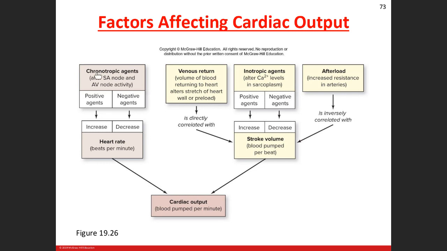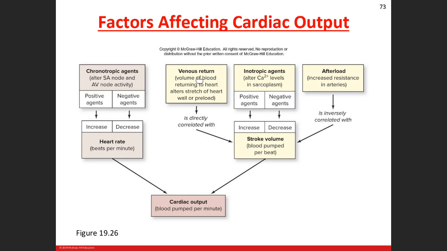Going over what I just said here about the chronotropic agents. Remember cardiac output is going to be heart rate times stroke volume. So we just went over this. The positive agents are going to increase your heart rate: nicotine, thyroid hormone, cocaine, caffeine. Negative agents are going to decrease that. Stimulation of the parasympathetic nervous system will then decrease the heart rate.